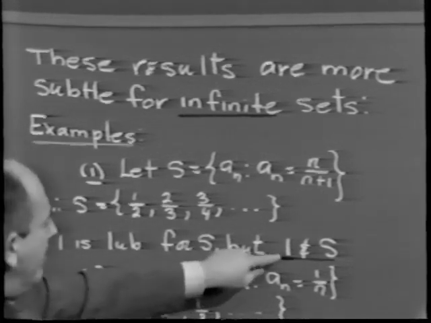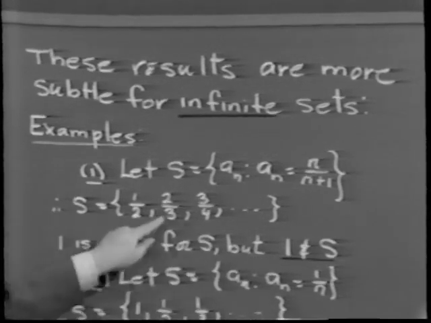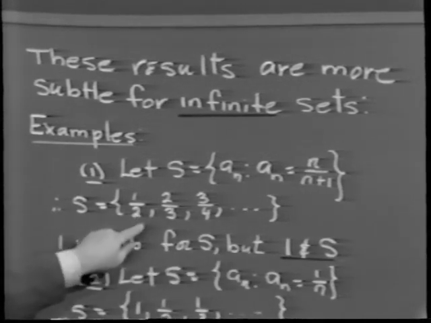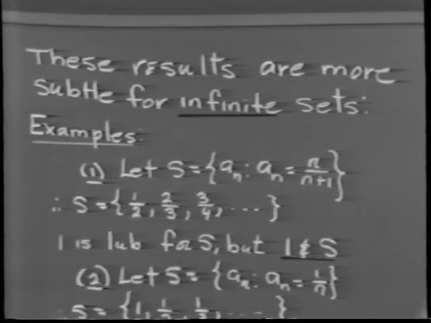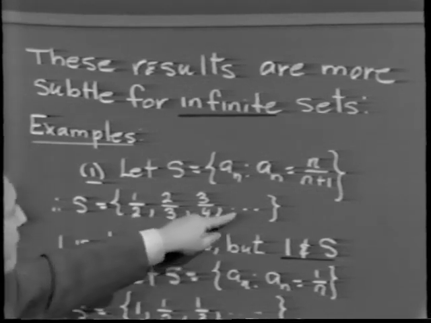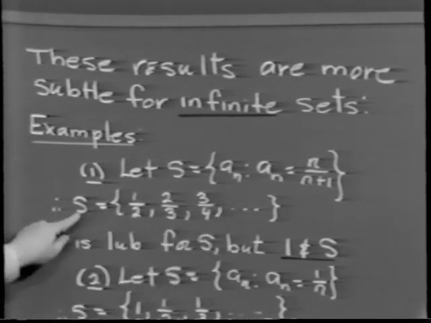But 1 is the least upper bound for S. Yet the fact remains that the least upper bound is not a member of S itself. In other words, there is no number n such that n over n plus 1 is equal to 1. You see, notice that as these numbers increase, they get bounded by 1, but 1 is not a member of S.